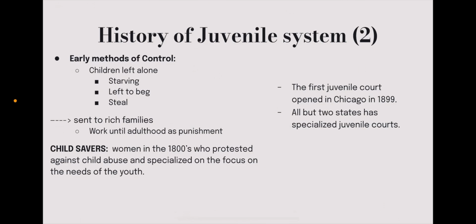Child savers were females in the 1800s who fought for the rights of children. They believed they should be treated differently in a manner where it helped them. After a while, the states agreed that children should be treated differently. That's when the first juvenile court opened in 1899 in Chicago, who later on influenced other states to open one as well, except 2 states didn't agree with it.